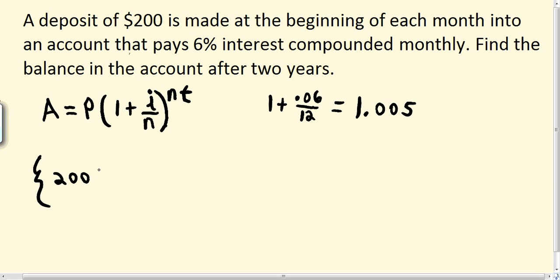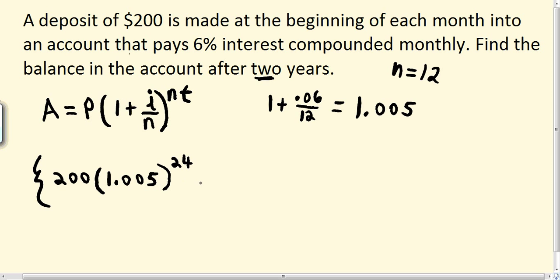This first payment of $200 has that factor 1.005, and we're compounding n times t, which is 12 for n and 2 for t, because it's monthly. Monthly means n is equal to 12, right? And for 2 years, t is equal to 2. So this first payment is going to be compounded 24 times. Basically, you get 24 interest payments for this first $200.